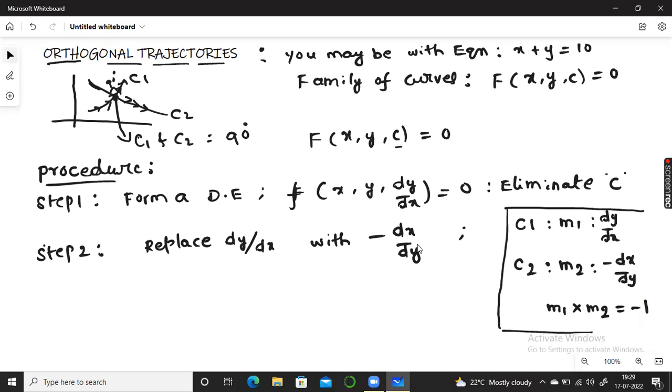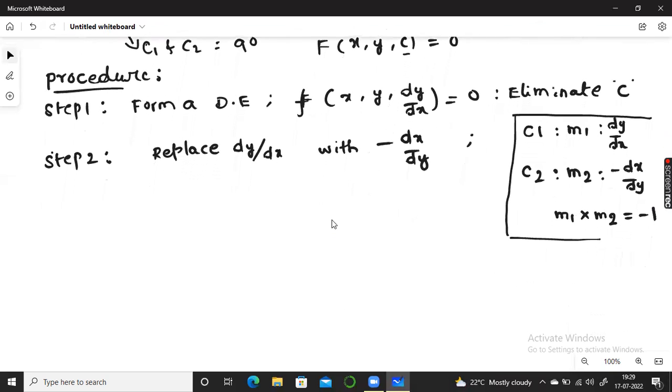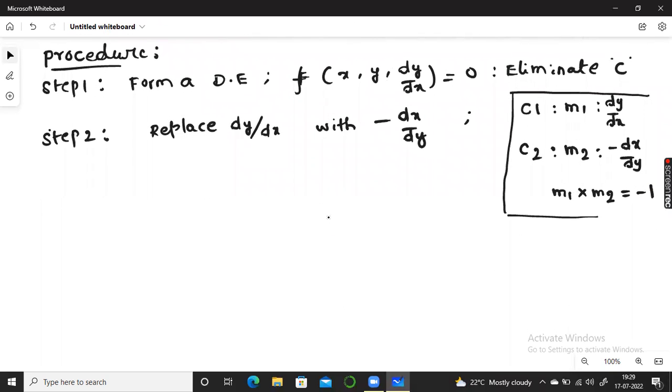So now, the third step. In the third step, you finally obtained an equation, right? In step 2, you get an equation like some function. What equation will you get?